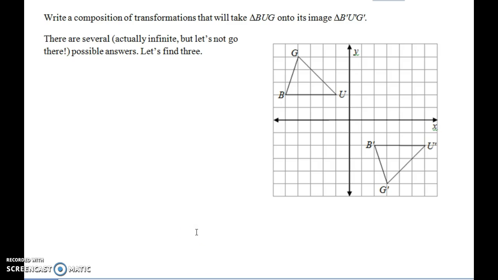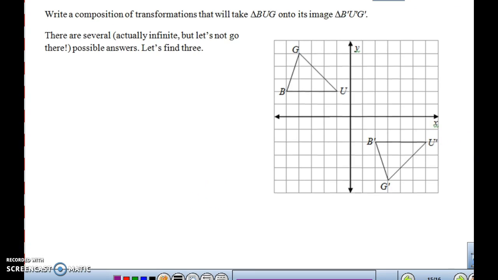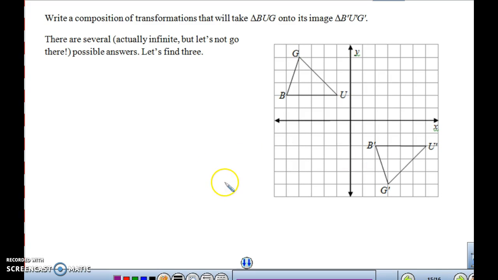All right, now let's see if we can figure out a composition of transformations that will take triangle BUG onto its image B prime, U prime, G prime. So basically we want to do two transformations or more that will make this match up with this. There's lots that you can do, but let's see if we can find 3 different ones. What is one thing that definitely happened here? Well, it looks like this slid over this way. So one way is we could have translated this. How far to get it to line up? Let's see. If we want U to line up with U, we have 1, 2, 3, 4, 5, 6, 7.